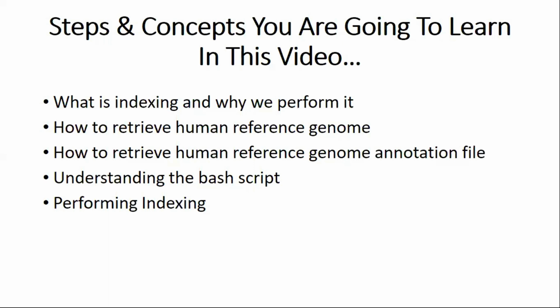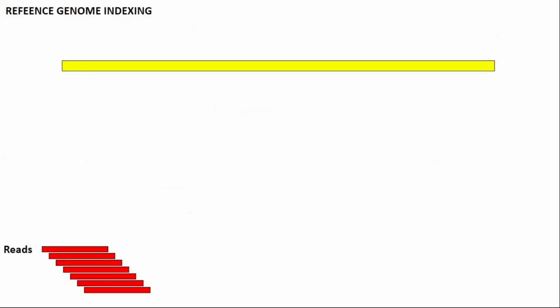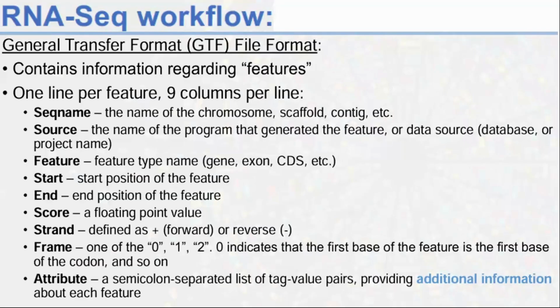Okay, now for genome indexing, you should have a reference genome and an annotation file. A reference genome is in FASTA format because it contains the entire nucleotide sequence of the human reference genome. And there is another file known as the human reference genome annotation file. I want to show you that annotation file. This is the general transfer format, the GTF file format, that is specific for a reference genome. For example, if we have a human reference genome, it must have an annotation file, because when we are performing indexing, it gets the information from that GTF file, and it performs indexing.